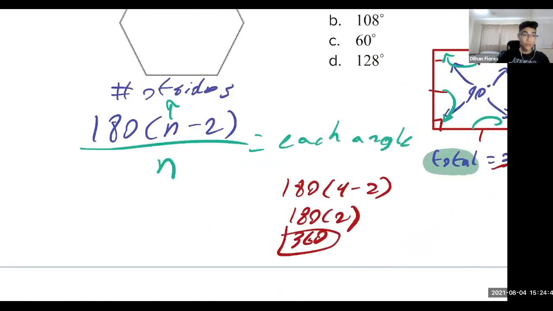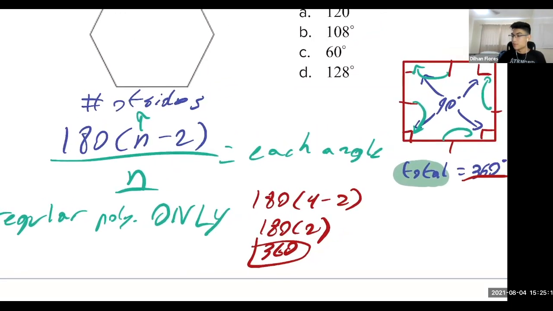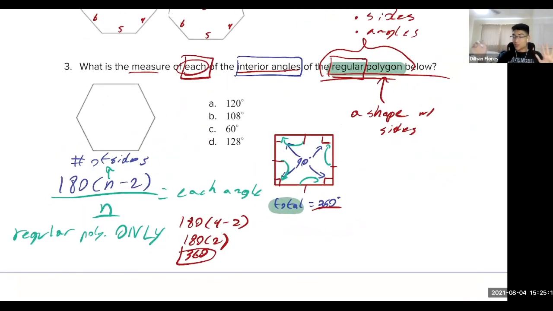That was long-winded, but I wanted to show you guys why this equation works. This top part works for any polygon. Yeah, for any polygon. This part with the divided by n is for a regular polygon only. So that took a minute, but now let's look at the actual question.